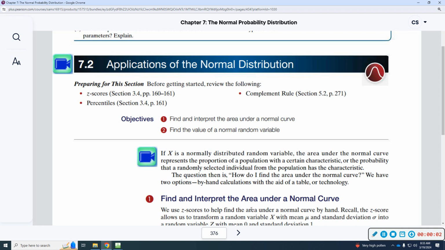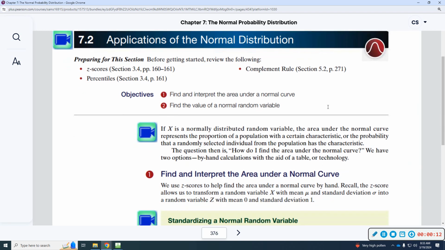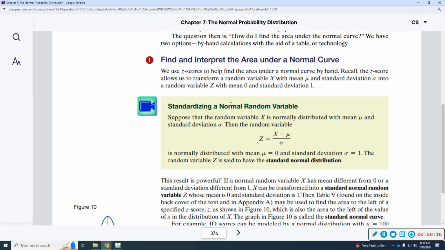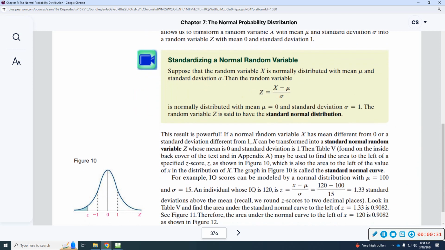All right, today we're going to be looking at 7.2 applications of the normal distribution. And for the most part, we're going to be looking at how to find the area under the curve. And we start out giving you the standard normal variable, which is z. So anytime we see standard normal, this is z. It's given by x minus the mean divided by the standard deviation. This will give us a z-score, and we will find the area under the curve.